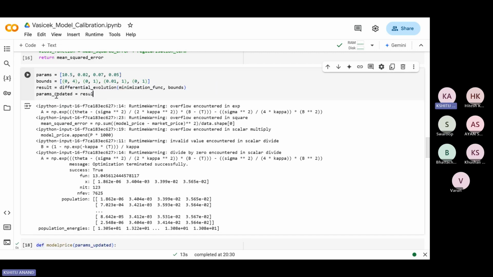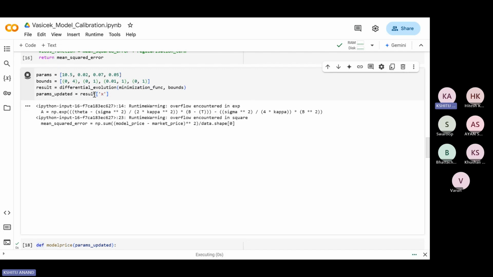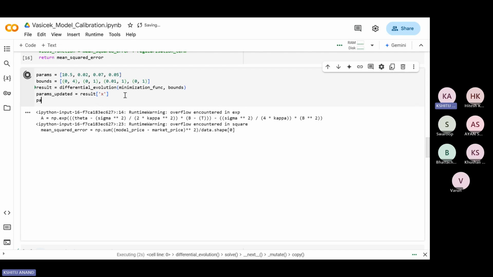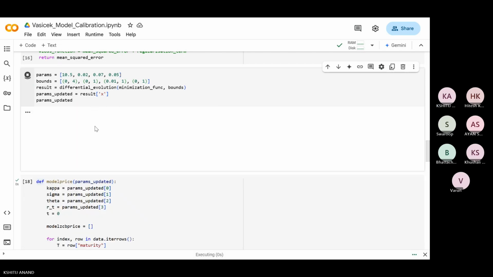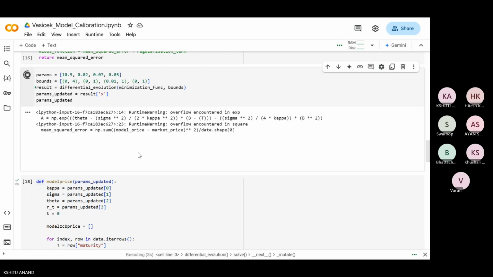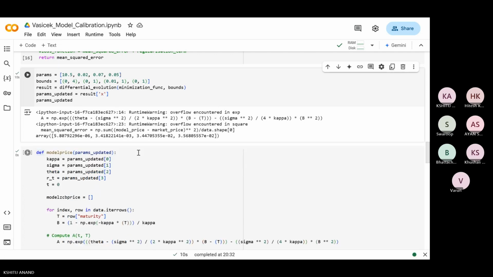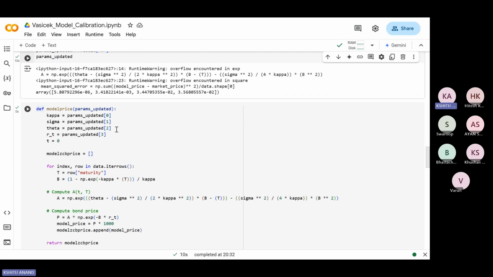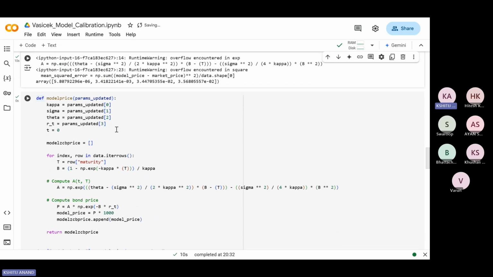So if you see the x part of it, it is the updated parameters. So you get the updated parameters: kappa, sigma, theta, and r naught. Now you can use these updated parameters to find out.